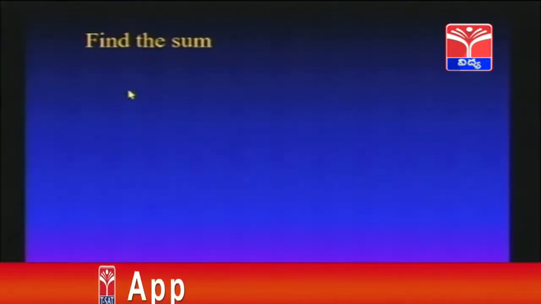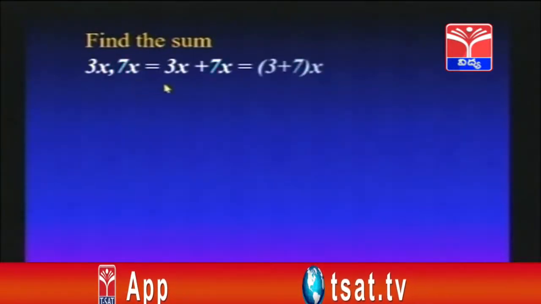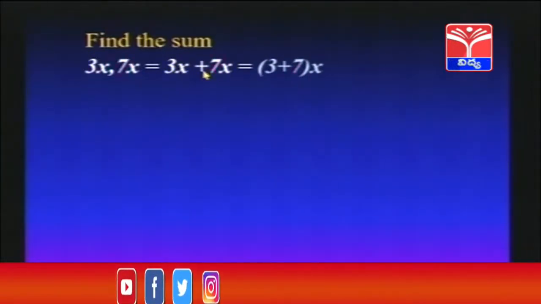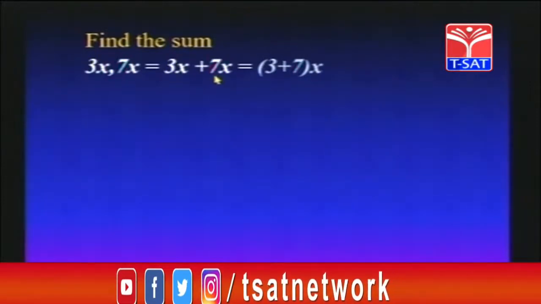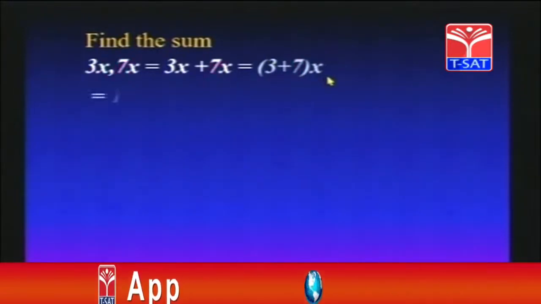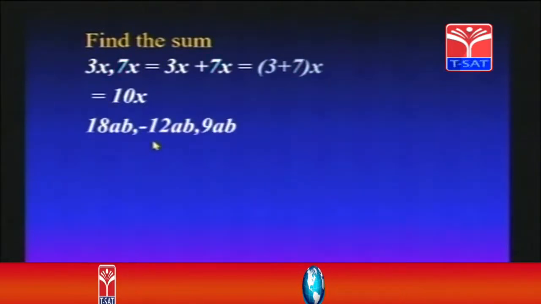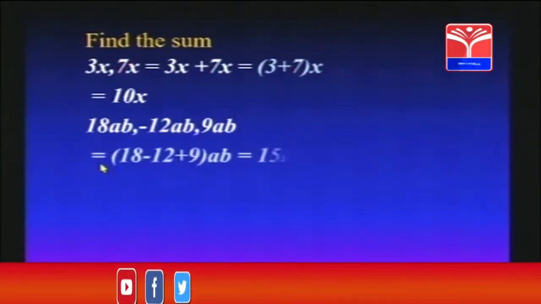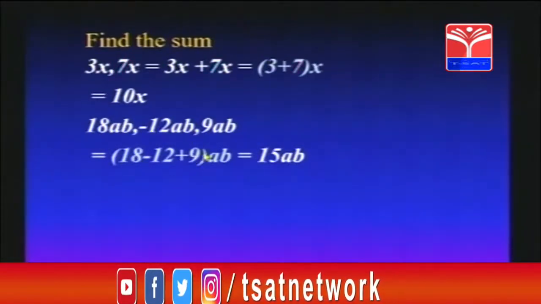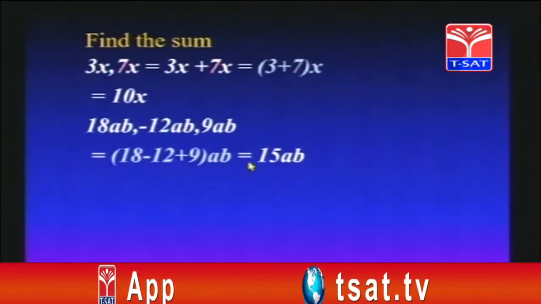Now, let us find the sum of the algebraic expressions. 3x comma 7x. 3x plus 7x. If you want to find the sum of these two, we will add only the coefficients of the given terms. So here it is 3, here it is 7. So 3 plus 7 times x, that is equal to 10x. Next one, 18ab minus 12ab plus 9ab is equal to, here the coefficient is 18 minus 12 plus 9. Add these 3 coefficients and ab as it is. So if you add, we will get 15ab.